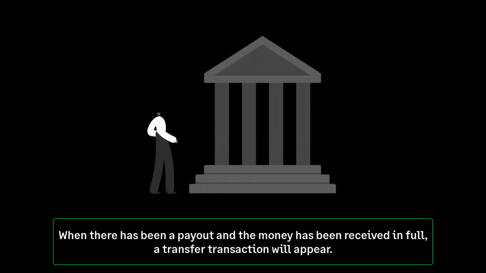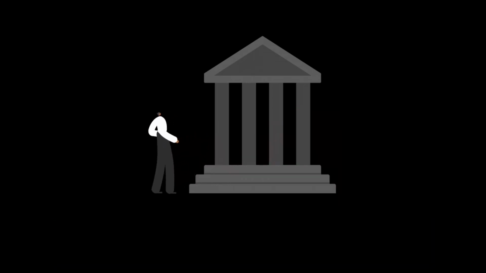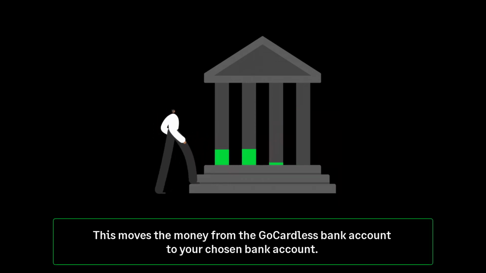When there has been a payout and the money has been received in full, a transfer transaction will appear. This moves the money from the GoCardless bank account to your chosen bank account. You have now learned how to set up direct debit payments on your invoices using GoCardless.